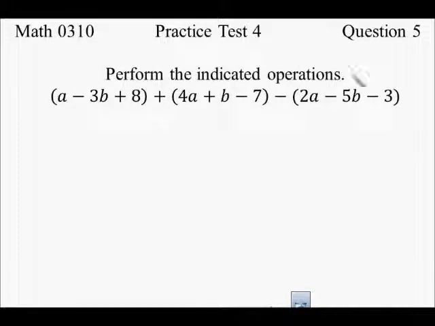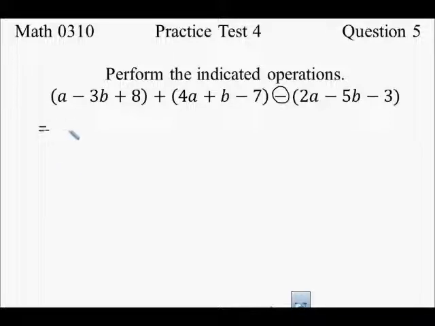Question 5, perform the indicated operations. So we have this quantity plus the second quantity minus the third quantity. Okay, so we can see that we're going to need to combine like terms. Maybe the first thing we want to do here, so we don't make a sign mistake, is to distribute this subtract. Maybe we can pull everything out of the parentheses and just see what we have without parentheses involved. Okay, so let's go ahead and remove our parentheses.